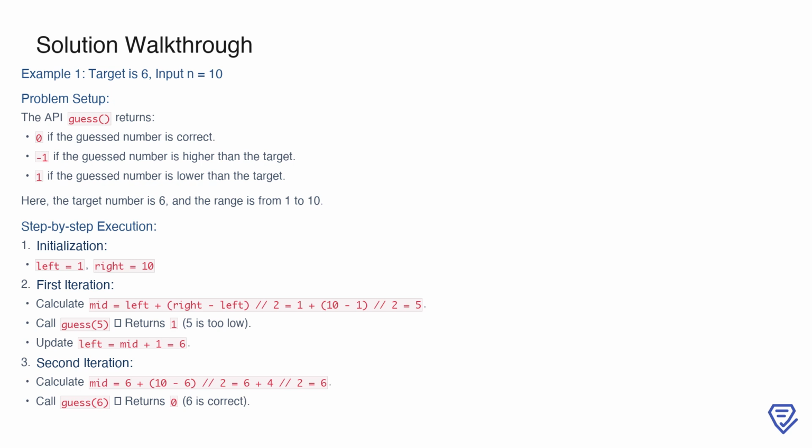We call the guess API with the value 5, and it returns 1, meaning the guess number is too low. This tells us the target must be in the upper half of the range, so we update left to mid + 1, which becomes 6. In the second iteration, we recalculate mid as 6. This time, calling guess 6 returns 0, indicating that we have found the target number. The algorithm then terminates and returns 6 as the output.